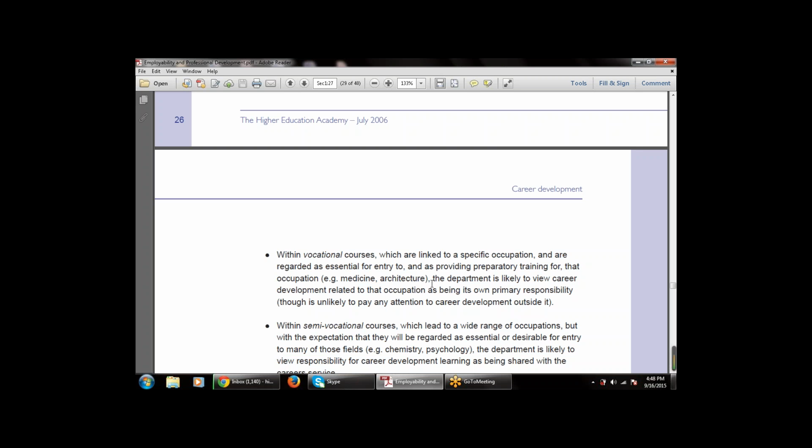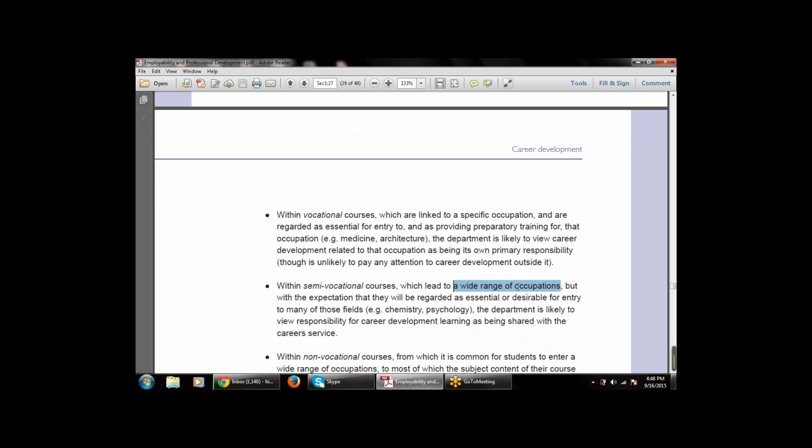One is vocational courses, next is semi-vocational courses, which lead to a wide range of occupations, meaning a broader category of occupations, but with the expectation they will be regarded as essential or desirable for entry to many of those fields, for example chemistry and psychology. The department is likely to view responsibility for career development learning as being shared with the career services.